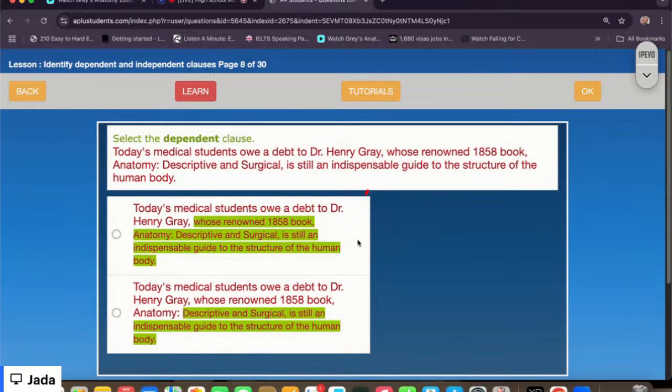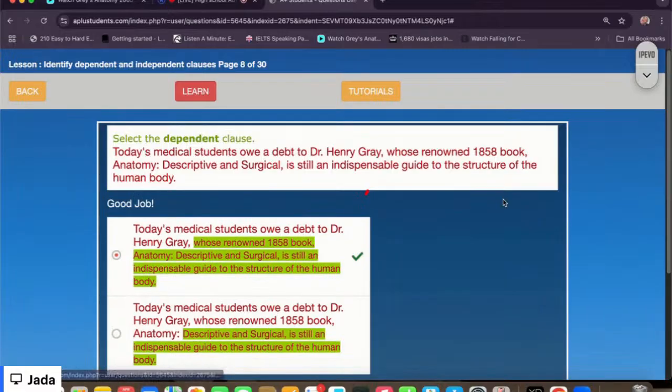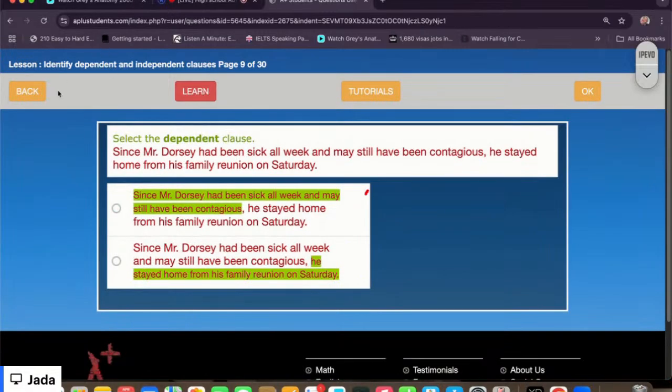So we have the first one. All right, that's it for the first lesson. Move on to the next. Try to complete this lesson if you haven't done it, okay?